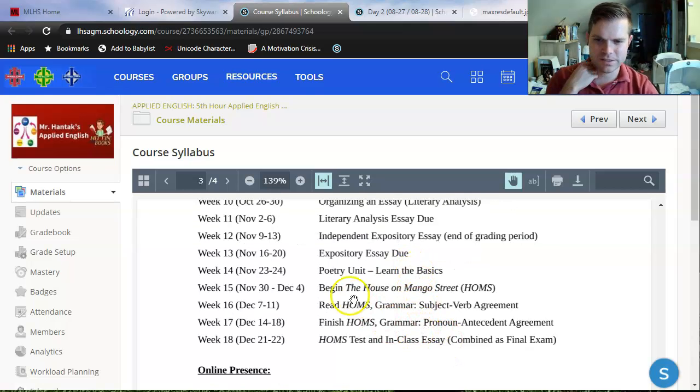The last 5 weeks, it's really 4 weeks and a couple of days just because of Thanksgiving in there, will be on poetry. So we'll learn the basics first, then we'll practice what we know about poetry as we read a wonderful little book called The House on Mango Street. The end of the semester will be some sort of test, essay, or both. Just kind of depends on what kind of format we're in at that point in December. That will cover House on Mango Street. So your final will cover skills from the entire semester, but most of the questions are going to actually come from House on Mango Street.